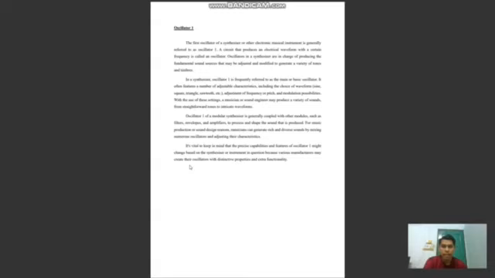In a synthesizer, oscillator 1 is frequently referred to as the main or basic oscillator. It often features a number of adjustable characteristics, including the choice of waveform: sine, square, and triangle, adjustment of frequency or pitch, and modulation possibility. With the use of these settings, a musician or sound engineer may produce a variety of sounds, from straightforward to intricate waveforms. Oscillator 1 of a modular synthesizer is generally coupled with other modules such as filter, envelope, and amplifier to process and shape the sound produced.